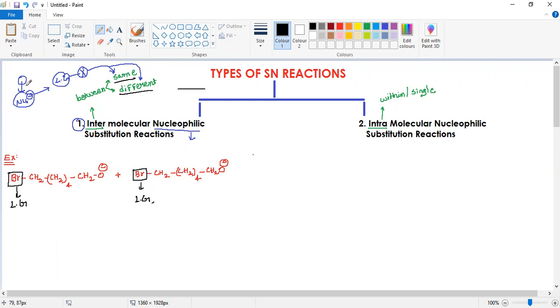What did I say here? The nucleophile of one molecule. See, this is the nucleophile. Now O minus is the attacking group. Nucleophile is nothing but the attacking group. So the nucleophile of one molecule is going to displace the leaving group of the second molecule, that is, another molecule. Clear?